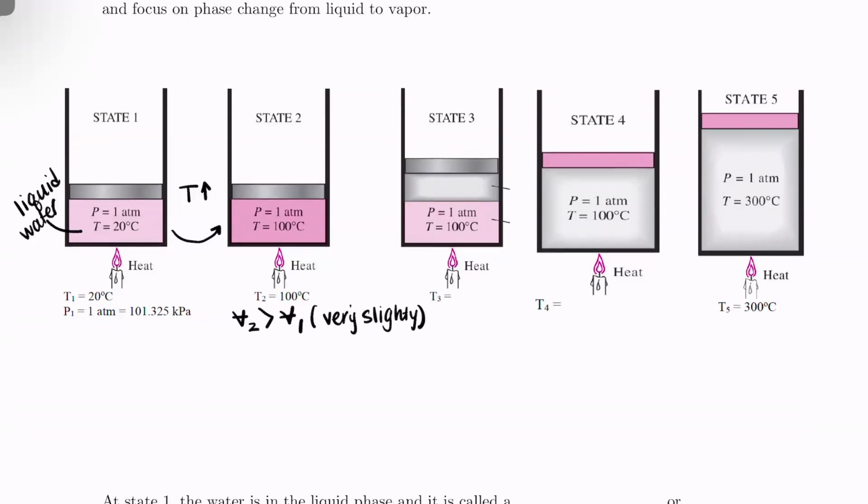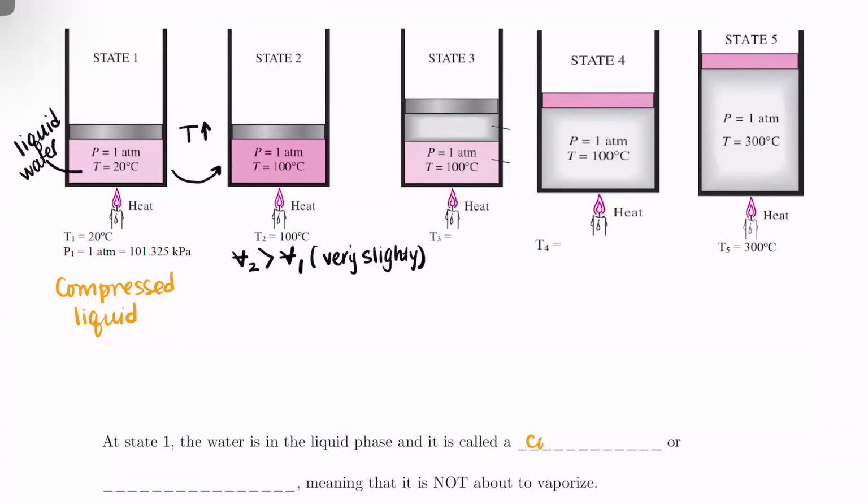And actually let me go back here. So state 1, we call this a compressed liquid. All right, so the water is in the liquid phase. It's called a compressed liquid, or a subcooled liquid. I would say that compressed liquid is much more commonly used than subcooled liquid, but they both exist. And what we mean when we say that is that it's in liquid form, but it is not close to vaporizing. So it's not close to its boiling point.